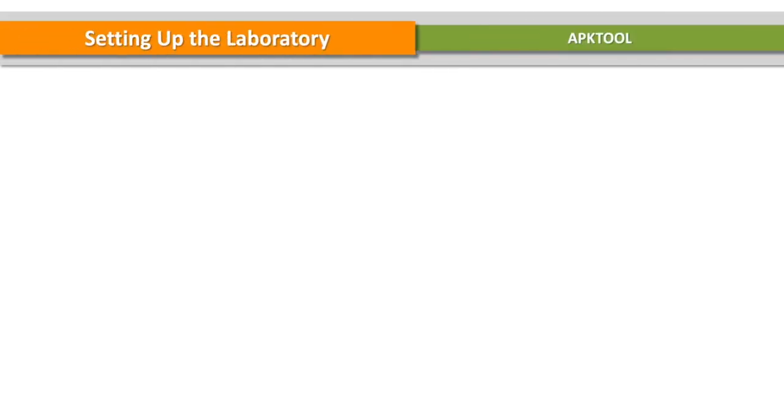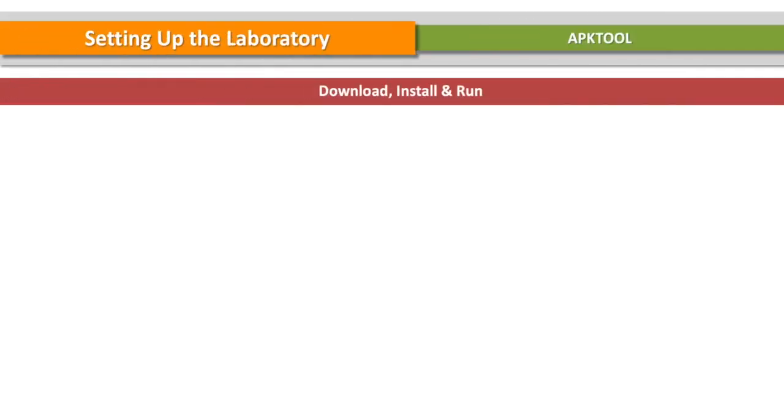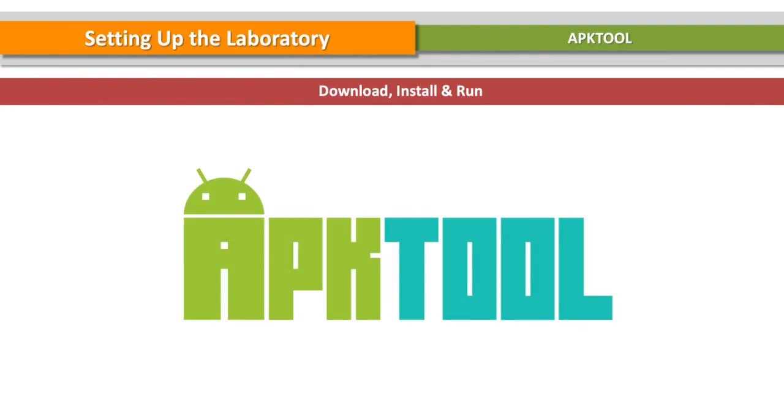So Apktool is a tool for reverse engineering Android APK files. It can decode resources to nearly the original form and rebuild them after making some modifications. Of course, we've already installed it on the host machine, but we may need to use it in Kali to perform APK security testing. So let's start, see what happens.